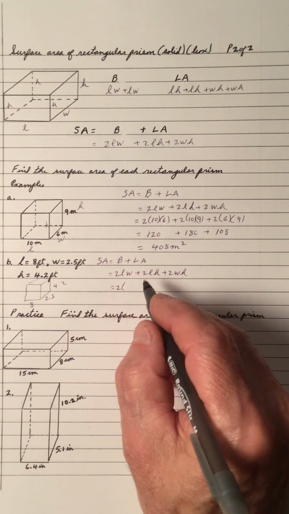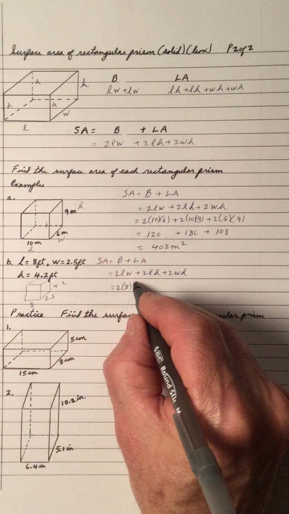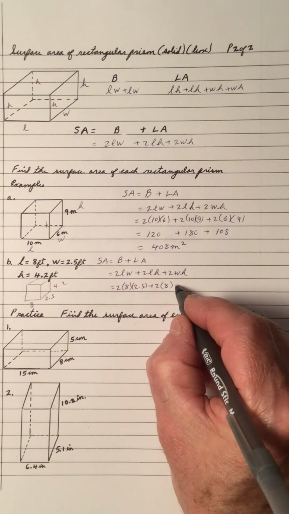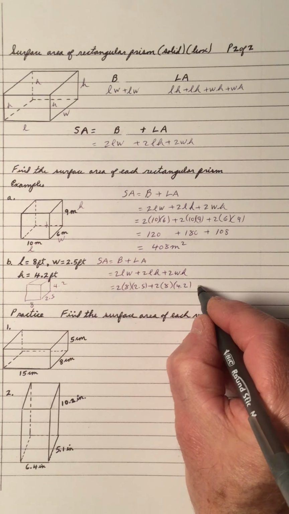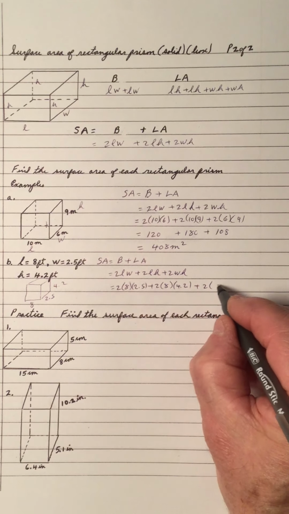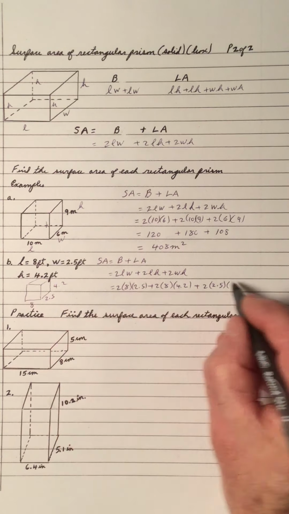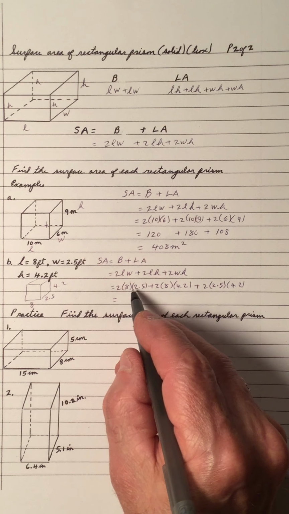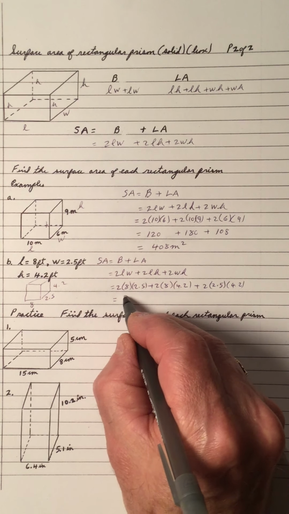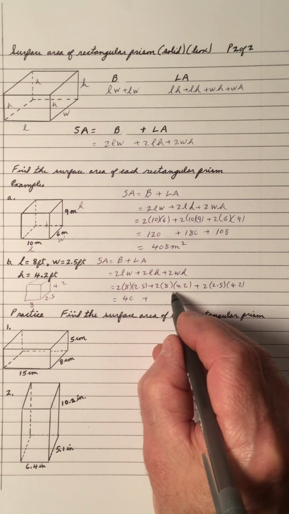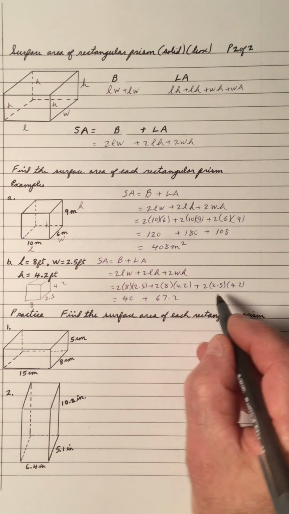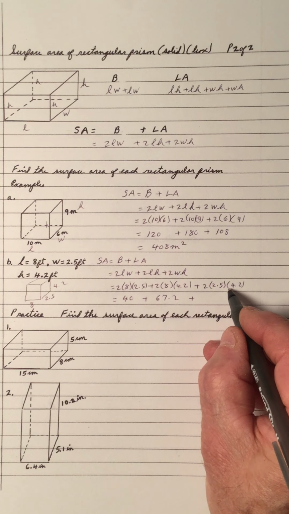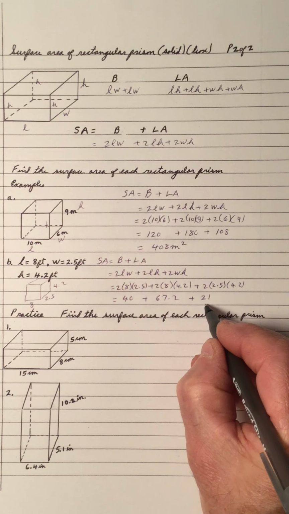So we got 2, the length is 8, the width is 2.5, and we got the length is 8 and the height is 4.2, and we got the width is 2.5 and the height is 4.2. And when you multiply that with a calculator, 5 times 8 is 40. This one gives us 67.2 when you use your calculator. And this one gives us 16 times 5, that gives us a 21.